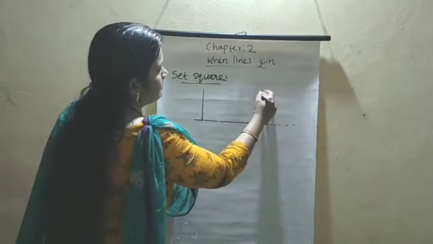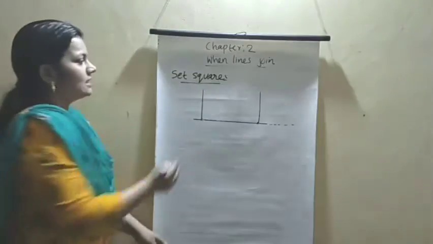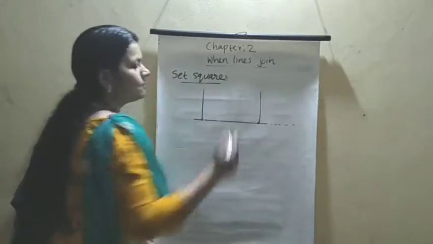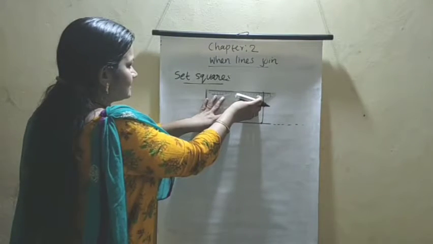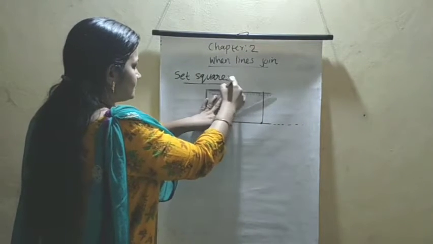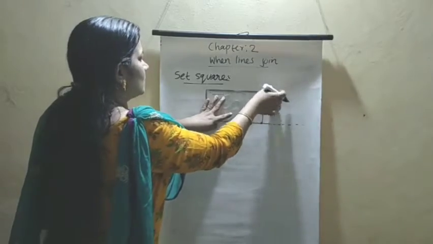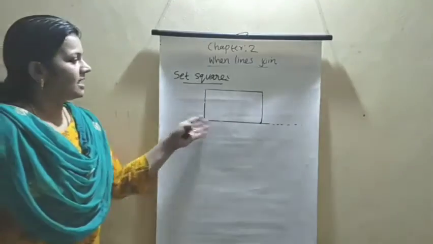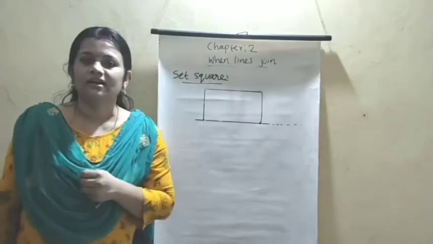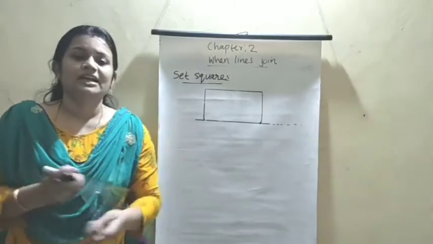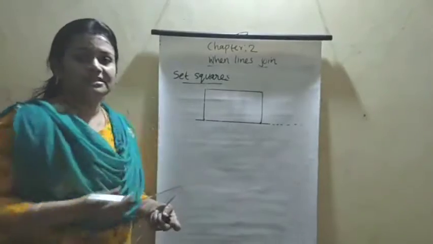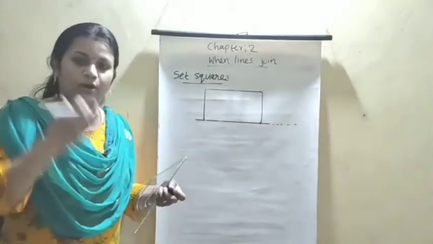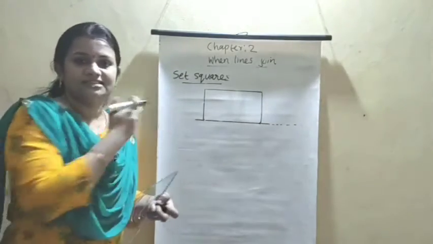Also 10 centimeter. Okay, then you join these 2 points. Joining these 2 points like this, we make one rectangle. Understood? Then take your set squares and do this. You draw one square or rectangle like this.